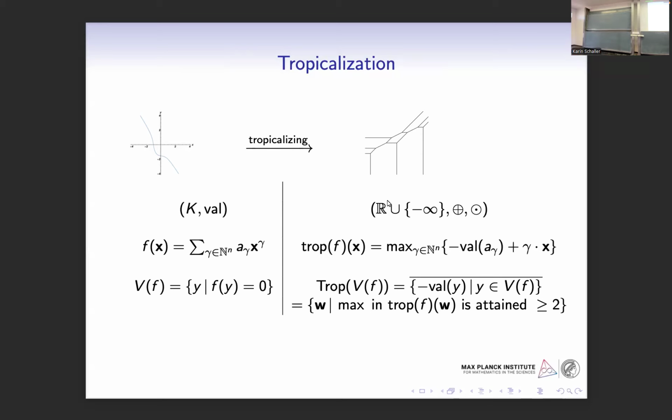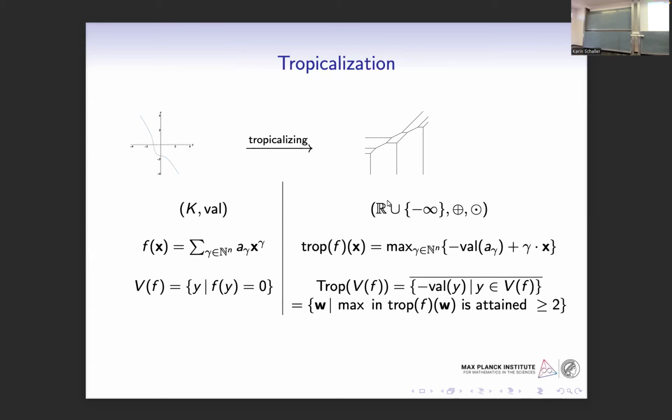Now, if we have a classical polynomial and tropicalize it, there are two things that we have to do. The first thing is we need to substitute the operations of K with the tropical operations. So taking the sum becomes taking the maximum, and all products become sums. And then we need to take care that we're over the correct field. So from K, we move into the tropical semifield by taking the negative valuation. So our sum here of a_gamma x^gamma becomes the maximum over the negative valuation of a_gamma plus gamma times x.